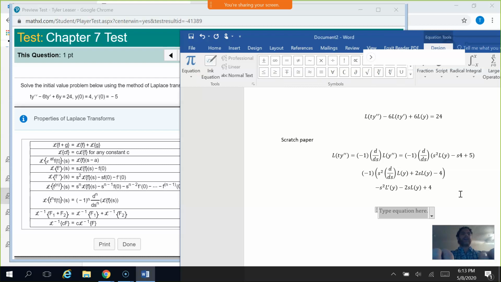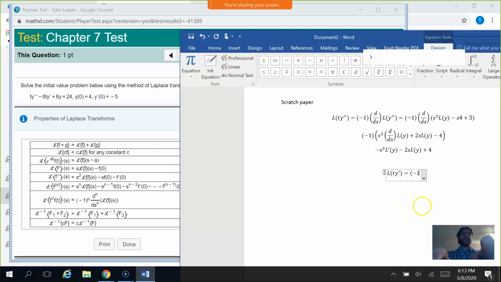So moving on to that other one, the Laplace transform of t y prime, this is also going to be negative 1 times the derivative with respect to s, that's what this t is doing, acting on the Laplace of the first derivative. The Laplace of the first derivative is s times the Laplace of y, minus 4, the function at 0. That's coming from this line here. Operating that derivative and the negative sign onto these two things, we still have the negative 1 out in front. We're going to have to do another product rule here.